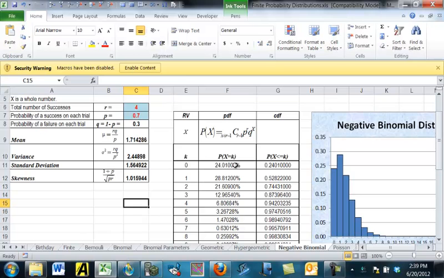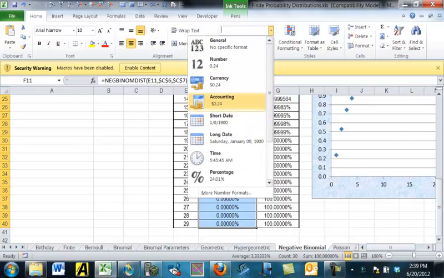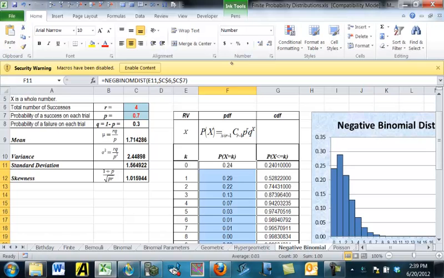Now over here I used the formula, and you know what, this is in a percent form. I think I'd rather have this just in decimal form, so I'm going to change that. I'm going to go back here and just change it to a number format. And we'll go ahead and show some more decimal places.